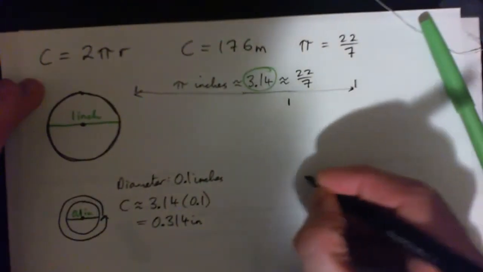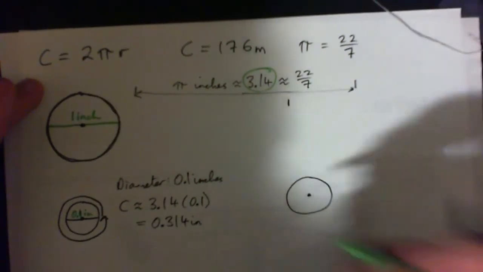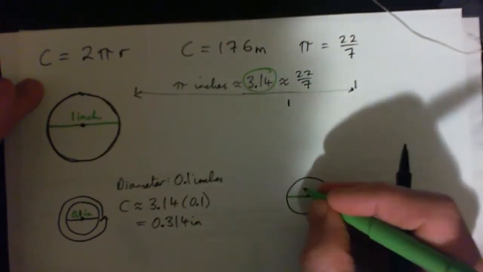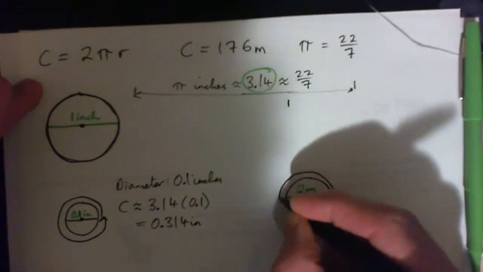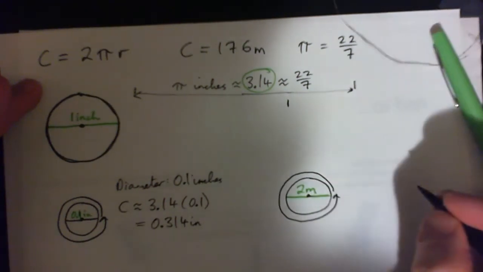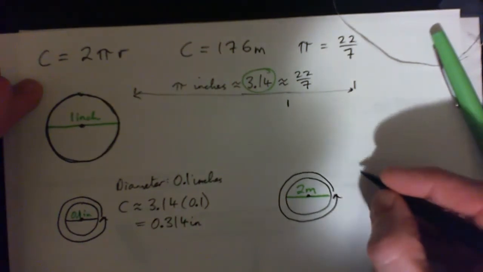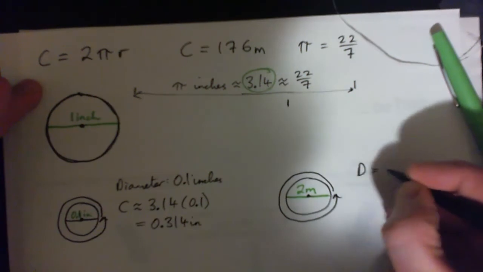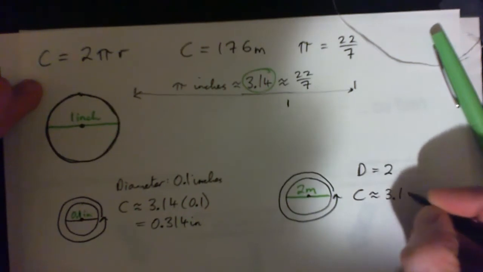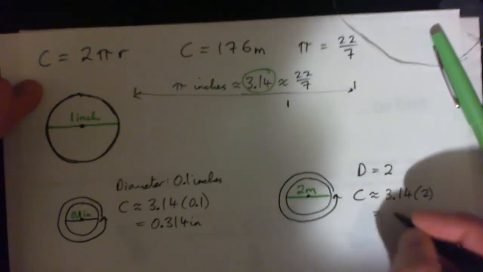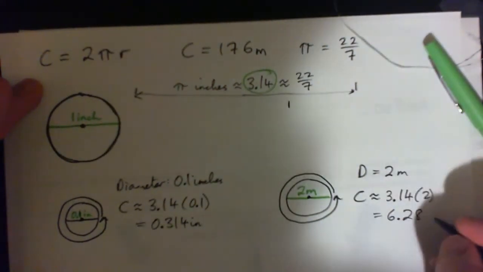If I have a circle whose diameter is 2 meters, you do this one, what's the circumference? What's the distance all the way around this circle? Tell me. If the diameter is 2, the circumference is approximately 3.14 times 2, or 6.28. So if its diameter is 2 meters, the circumference is 6.28 meters.